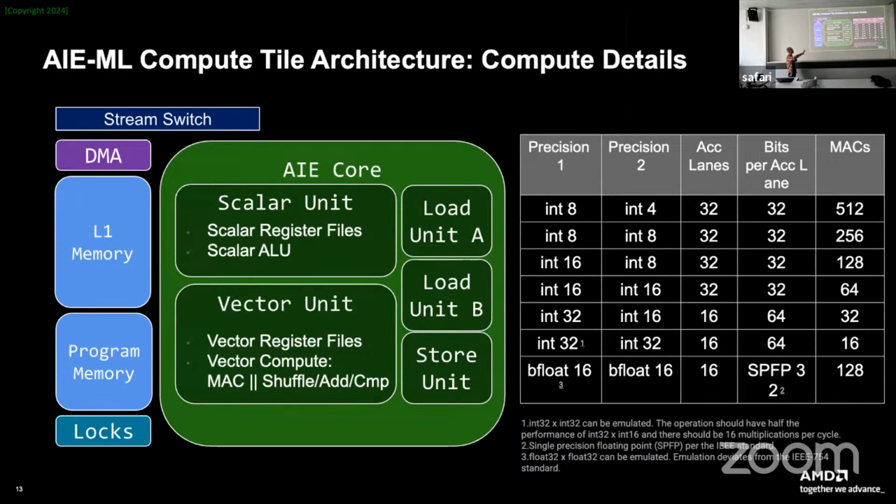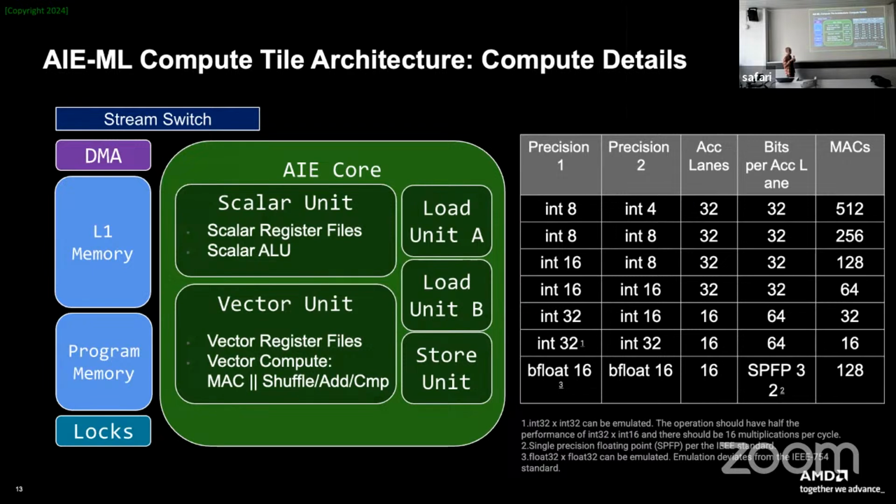So if you look at the table on the right-hand side, for instance, on the second row, you would see that for an int8 data type, for both A and B inputs, you have 256 MACs per clock. If you go to a more precise data type, for instance int32, you see that you only have 16 MACs per clock. So this is a VLIW vector processor, which means that you have multiple VLIW slots to make sure that multiple things can happen concurrently.